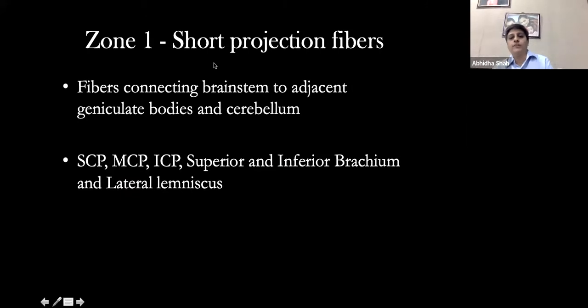Now, what is zone 1? Zone 1 are short projection fibers. So what are they? They are basically fibers that are connecting the brainstem to adjacent geniculate bodies and cerebellum. So they are very short fibers actually. They are connecting the brainstem to adjacent structures. And these are the bundles that form zone 1: the superior, middle, and inferior cerebellar peduncle, the superior and inferior brachium, and the lateral lemniscus.